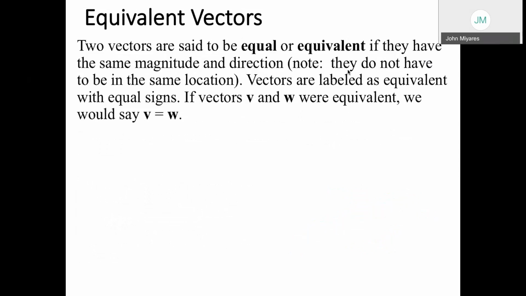Two vectors are said to be equal or equivalent if they have the same magnitude and the same direction. It is important to note, though, that two equal or equivalent vectors do not have to be in the same location, and we'll talk about that in a minute. Vectors are labeled as equivalent with equal signs. So if we were to say that I have two vectors, which I'll call v and w, if they are equivalent, we would say v equals w.